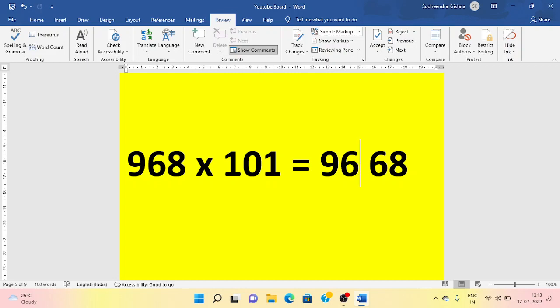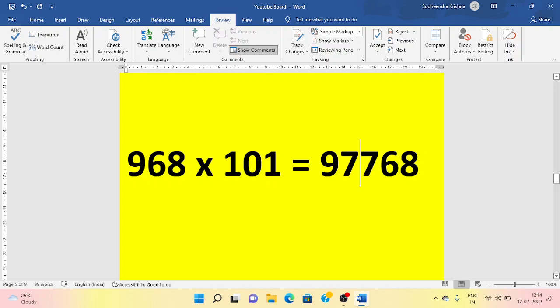Now to get the middle portion of the answer, you add this 9 and this 8. 9 plus 8 is 17. But 17 is a 2 digit number. You cannot take a two-digit number. You can take only a single-digit number. So out of 17, you put 7 here, and you carry over 1 to the left number. On the left side of 7, you have 6. 6 plus 1 carry will give you 7. So this is the required answer.